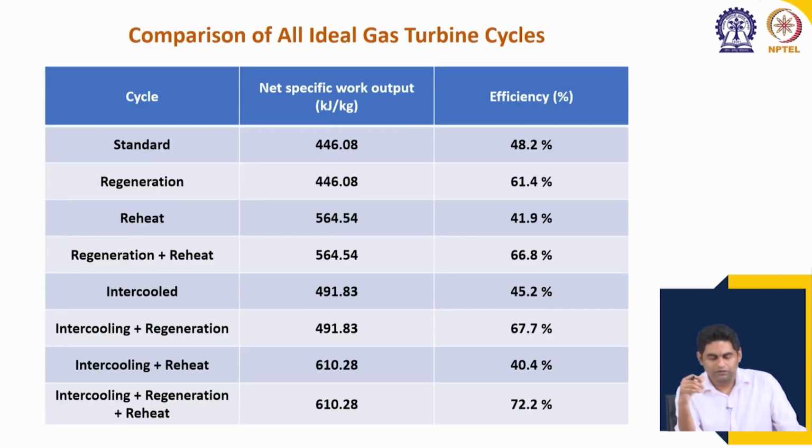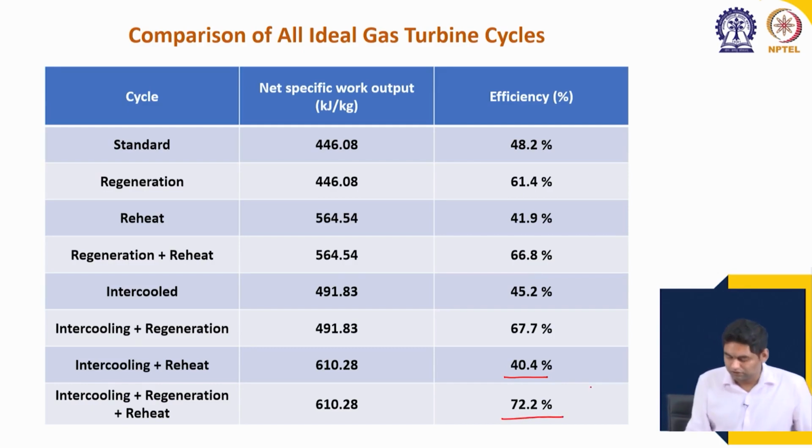So, for one single design point we had done calculations by hand as illustrative examples in our cases, and we have obtained this table which we had discussed in the previous class. So, we have seen how the efficiency is different for each of the cycles, going from a minimum value of 40.4 for intercooling plus reheat cycle to a maximum efficiency of 72.2 for the combined intercooled reheat and regeneration cycle.